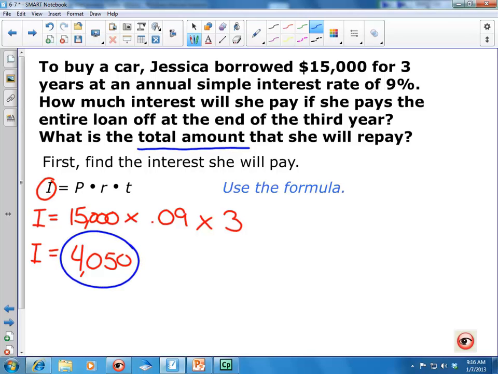$4,050 is my interest. But now I need to figure out the total amount she's going to have to repay. Well, to figure our total, all we have to do is take our interest and add the principal to that. So we would have our $15,000 plus our $4,050, which gives us $19,050.